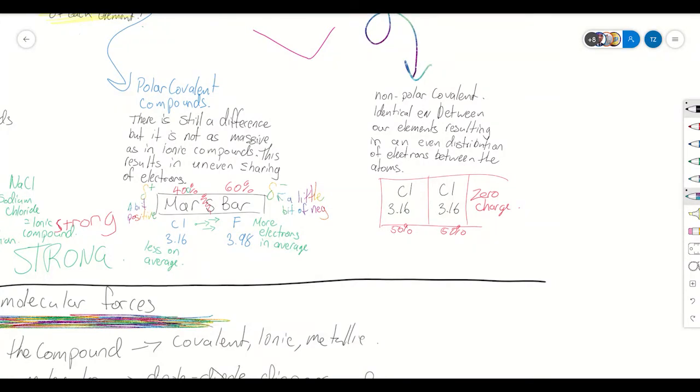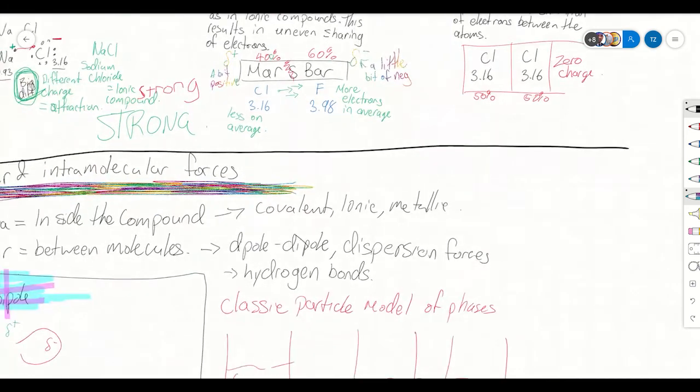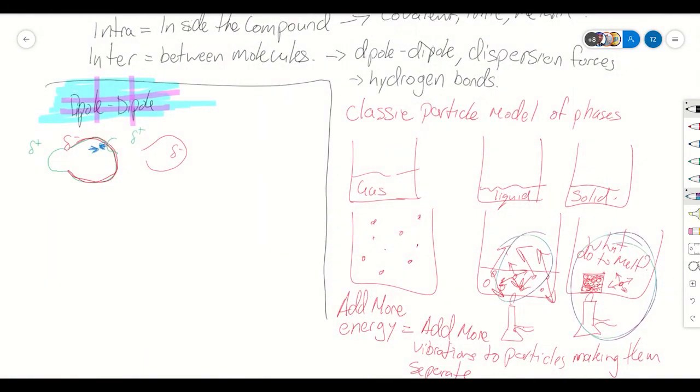So if I've got my non-polar, so I've got chlorine and chlorine, there's zero difference. So they're going to be completely neutral, which means that they're not going to interact with anyone else. Which means it's really easy if you add a bit of heat to them. There's nothing really trying to hold them together, so they're just going to fly away. So these are generally our gases.